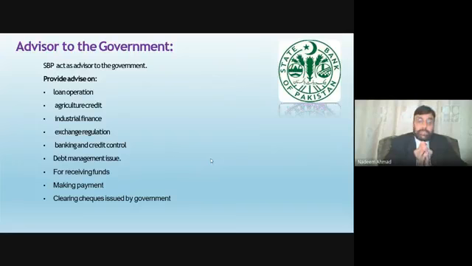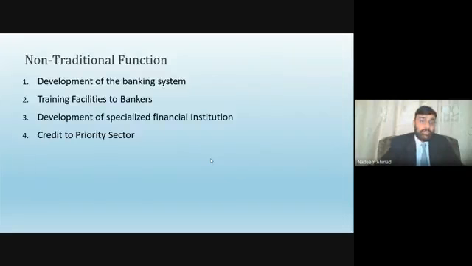Making payments. If we are supposed to pay back the money to the lenders, IMF, World Bank, all of this would be handled by the central bank. Clearing checks issued by the government. Yes, if the government issues any sort of checks, the State Bank would be directly responsible for clearing them. So this is a function of the central bank as well.